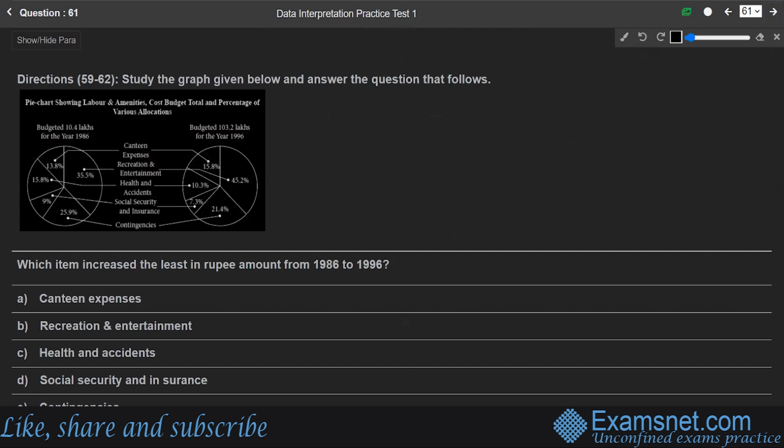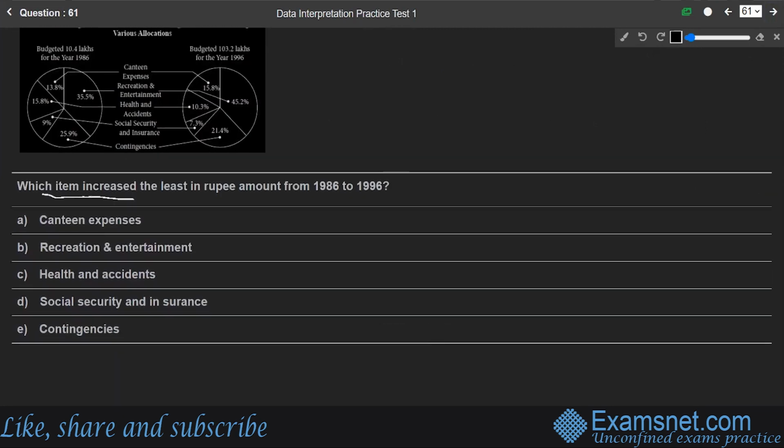Okay, now the same pie chart is to be used for a different question. Which item increased the least in rupees amount from 1986 to 1996? Which item increased least? So obviously we can apply a theory for this. In general, when we have to compare like that, the item that would have increased least would be amongst the least area values, the least angle values. Those are your social security, see, the area or the angle is very less. Then higher than that is 13.8. This one is a little higher than this one, and the maximum values are these 35.5 and 25.1. So these we will not consider.